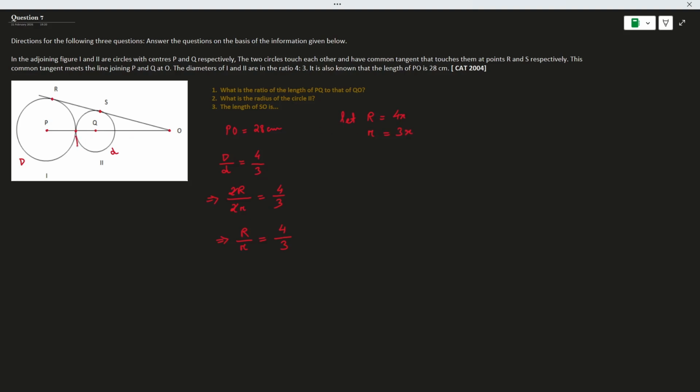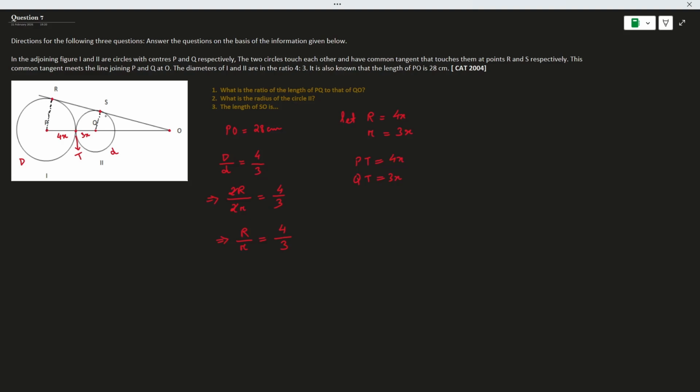Suppose this is the point of contact, so this is suppose P. PT is equal to 4x, QT is equal to 3x. So this is 4x, this is 3x. I have to find the ratio of the length of PQ to that of OQ. Okay, so suppose I join these two points. This will be the radii of the respective circles, right?